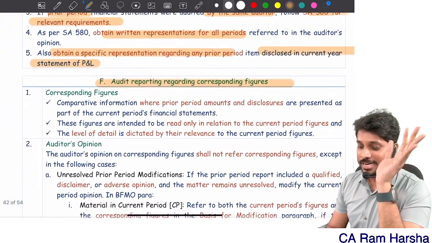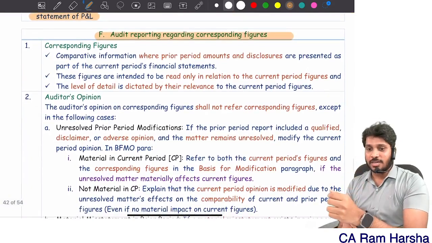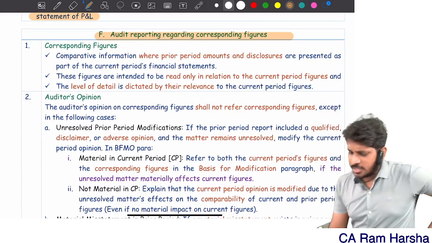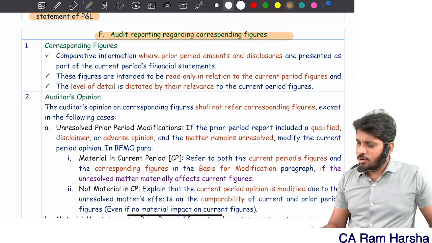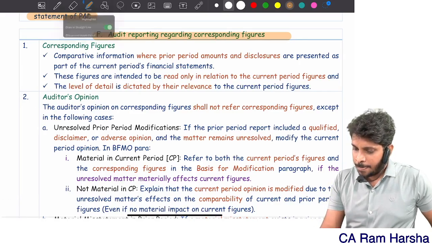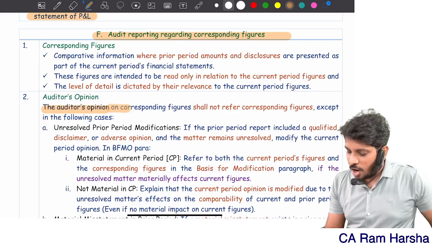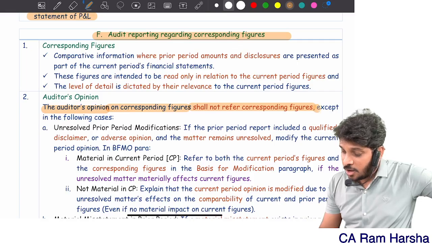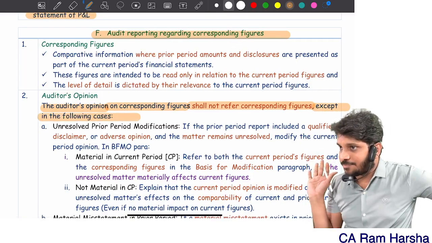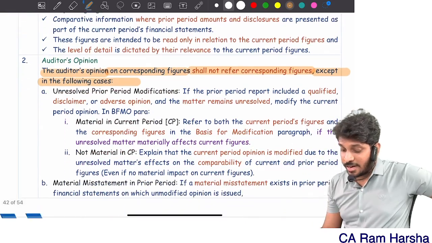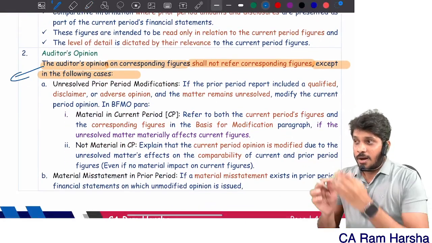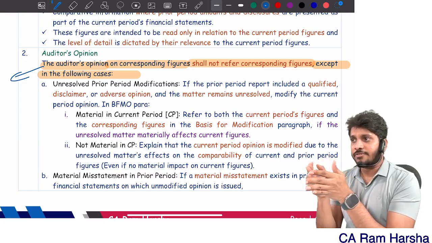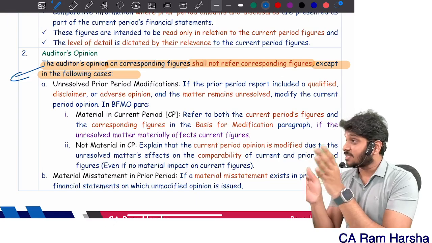Okay. Next. So what is the reporting for corresponding figures? Very simple. Corresponding figures, what is the report? Auditor's opinion on corresponding figures shall not refer to corresponding figures except in the following cases. You see, in one of the exams they asked this.